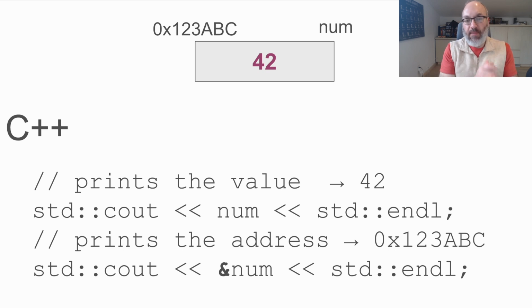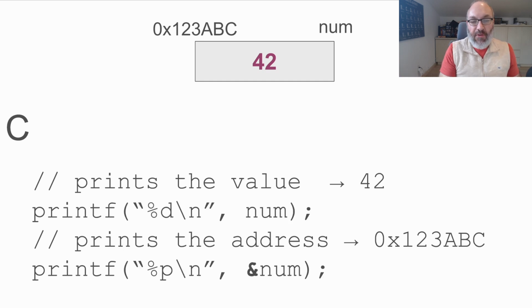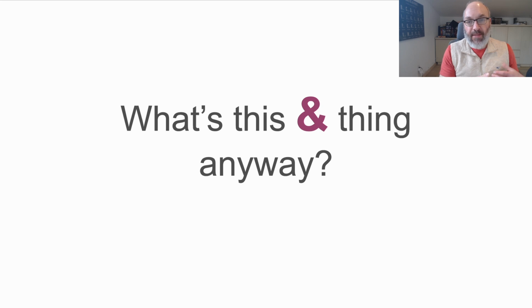So let's take a look at some C++ code. We'll take a look at C code. They're pretty similar. If I were to run this program, the first line over here is going to print out 42, and the next line is going to print out the address of num. And if I were to do the C code equivalent, it's pretty much the same thing. The first line will print out the value of num, and the second line will print out the address. And the question you need to be asking is, what in the world is this ampersand doing here anyway? What is this weird character that I'm putting in front of the variable?